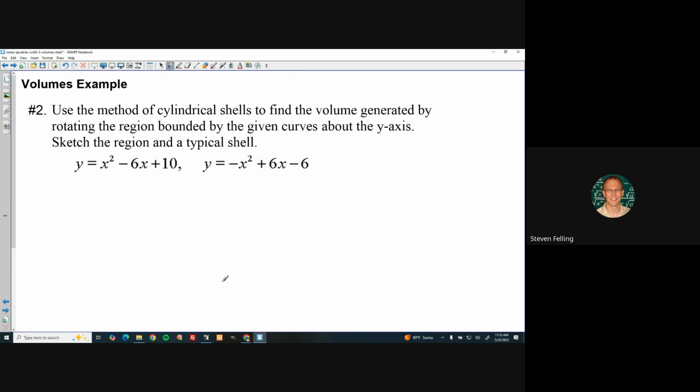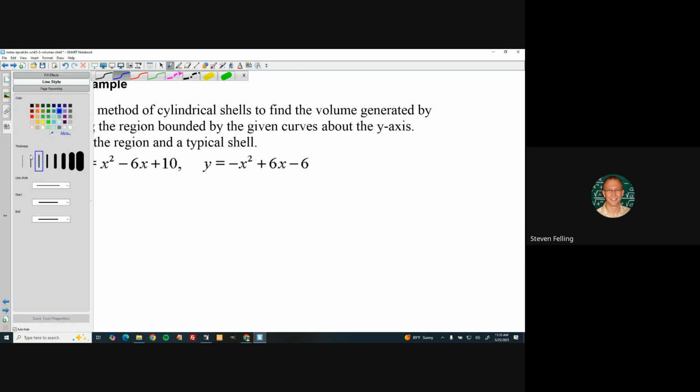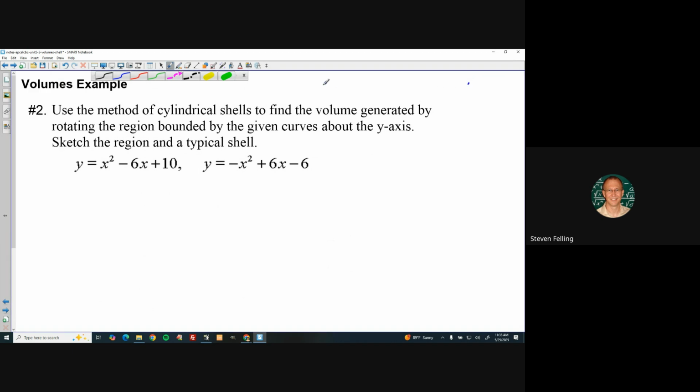A second example. Okay, let's try this one. Use the method of cylindrical shells to find the volume. Now, if a problem states that you have to use a method, then you must use that method. That's true both on our tests and also for the AP exam. They never say that you have to use shell on the AP exam, but we might on our exams because we want you to know both methods.